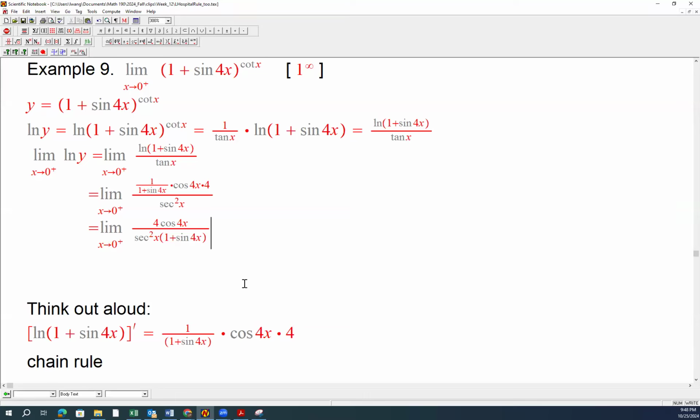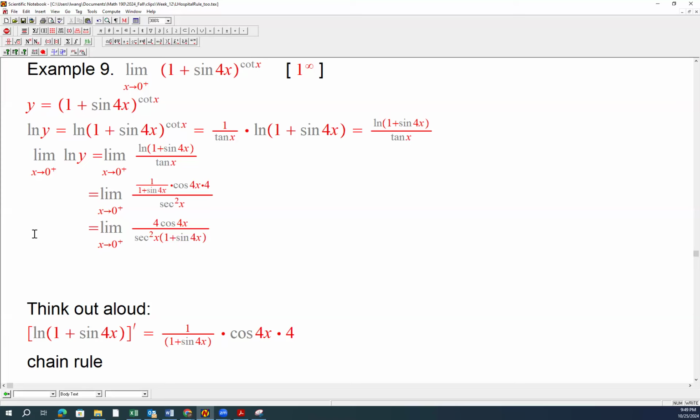How do we find the limit, right? This still looks pretty complicated. We may be thinking, do we need to use L'Hopital rule one more time? Well, when x is approaching 0, 4x approaching 0, cosine 0 is 1. So we cannot apply L'Hopital rule. Can we do direct substitution? Maybe, yeah. Because secant 0 is 1. Sine 4 times 0 is 0. So we can do direct substitution.